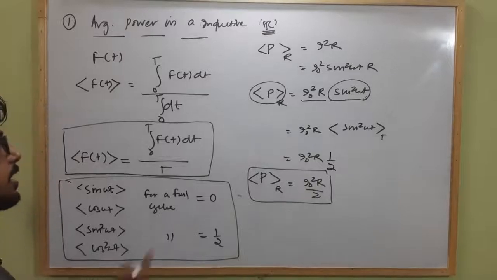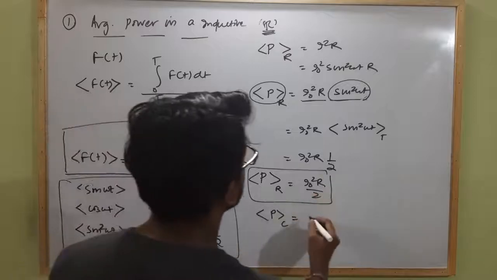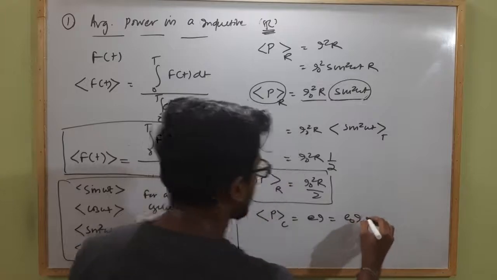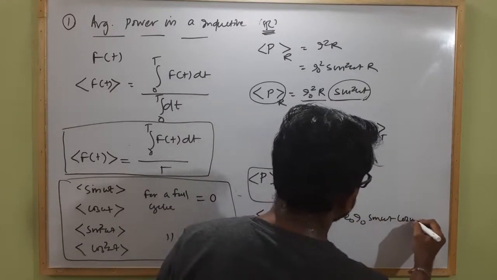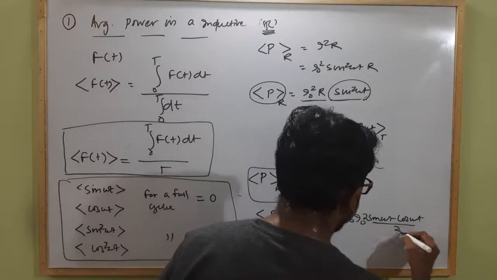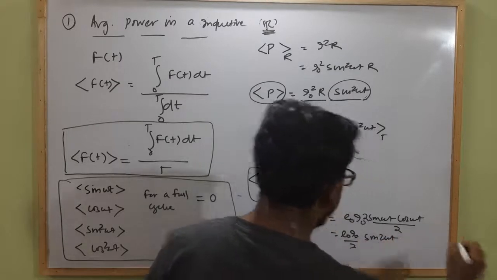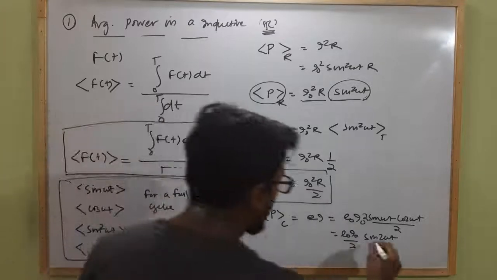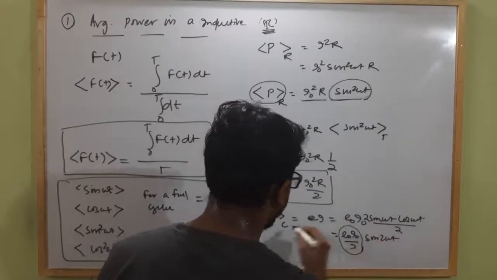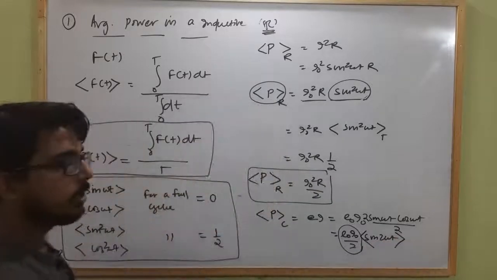Clear? Similarly, what is the average power for a capacitive circuit? As we know, the power for a capacitive circuit will be E into I, that is E naught I naught sin omega t into cos omega t. Clear? So by multiplying by 2 and dividing by 2, we get E naught I naught by 2 into sin 2 omega t. So what is the average value over a capacitive circuit? This term is constant, so the average power for the capacitive circuit will be the average value of sin 2 omega t.